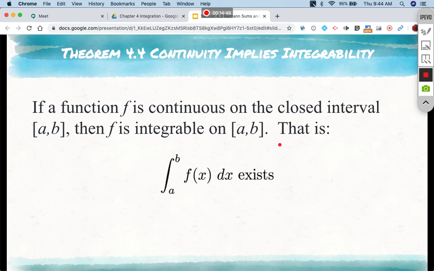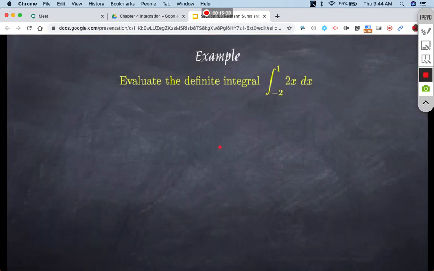So, if a function is continuous on a closed interval, then f is integrable on that interval. So again, continuity is really important, it is a key. If it is continuous, that means we can find the definite integral. So let's do one of these.